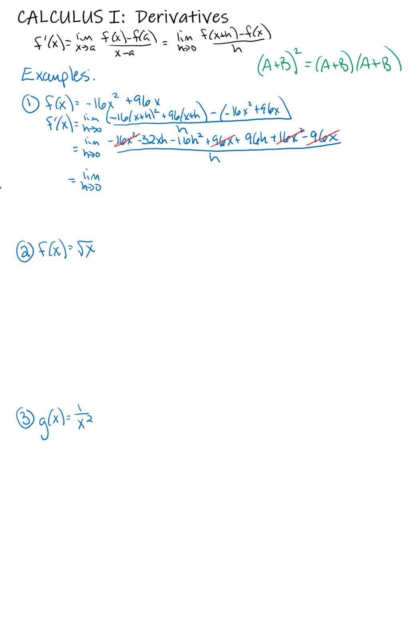So we have negative 32xh minus 16h squared plus 96h in the numerator. We still have an h in the denominator, but I noticed everything in the numerator has an h on it. So let's go ahead and factor out an h in the numerator.